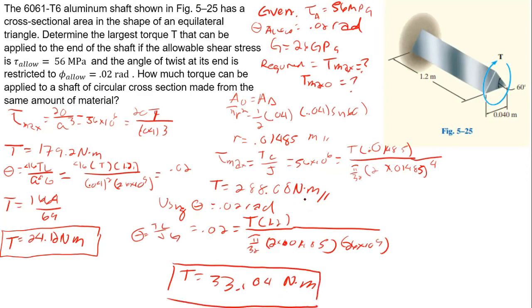Kasi kapag ito mas malaki yung kinonsider natin, pasok lang siya for tau max parameter. Pero with regards dito sa maximum angle or allowable angle of twist, ma-exceed niya na, hindi na magiging 0.02. So kapag na-exceed natin yung mga allowable values, alam naman natin based sa allowable stress design natin, na masasubject ito sa failure. Kaya itong sagot natin na i-consider natin is itong 33.104 Newton meter.